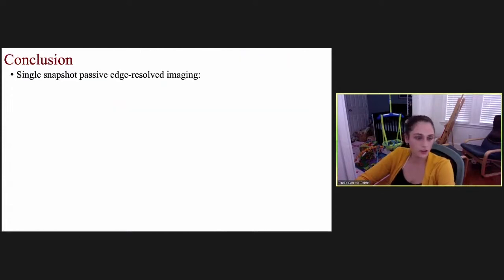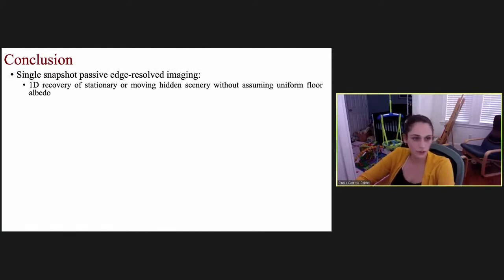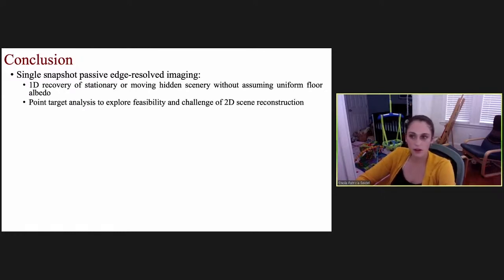Okay, so in conclusion, I've discussed our single snapshot passive edge resolved imaging work. And we had our 1D recovery of stationary and moving hidden scenery without assuming that the floor is uniform. And then I discussed our 2D reconstruction work. This included our point target analysis to understand the challenge and feasibility of this kind of reconstruction with the edge. And then also I introduced our new forward model, showed you our optimization framework and some recovery results.